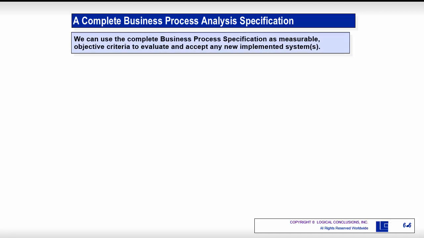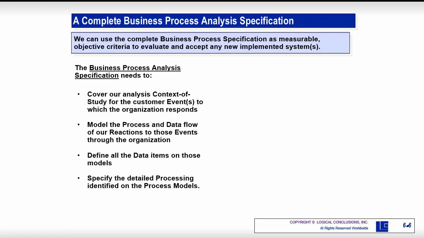We can use the complete business process analysis specification as measurable objective criteria to evaluate and accept any new implemented system or systems. The business process analysis specification needs to cover our analysis context of study for the customer events to which the organization responds, model the process and data flow of our reactions to those events through the organization, define all the data items on those models, and specify the detailed processing identified on the process models.